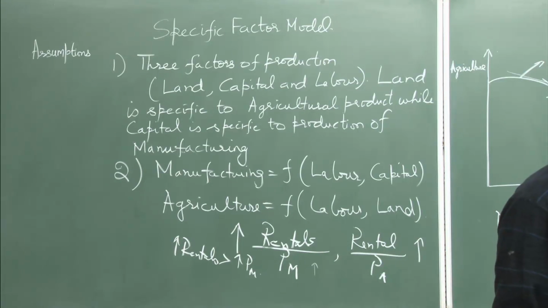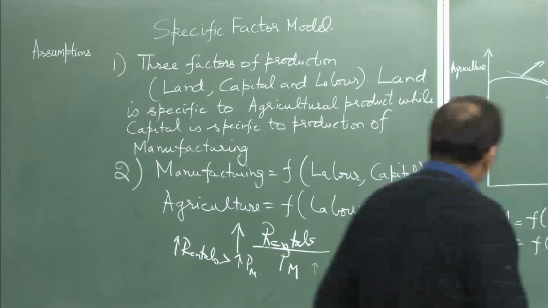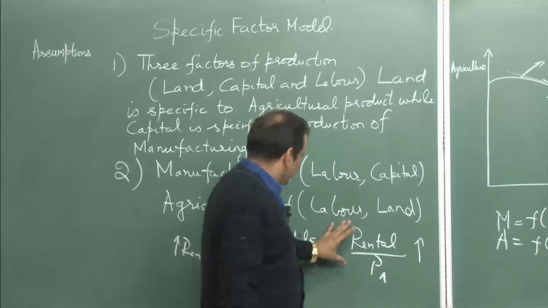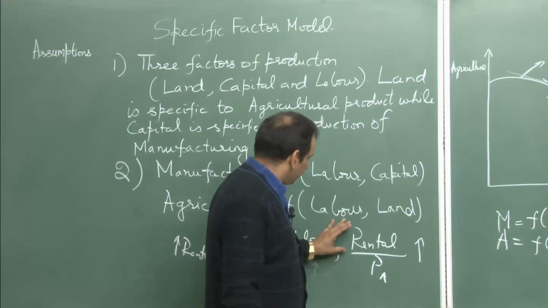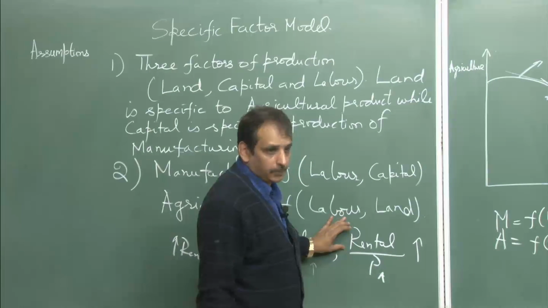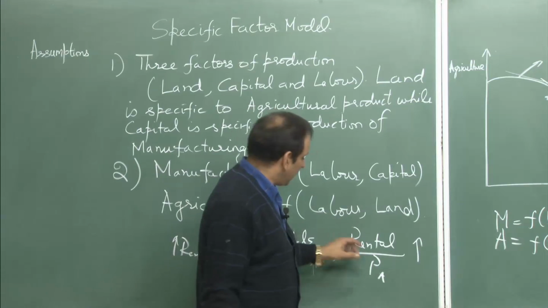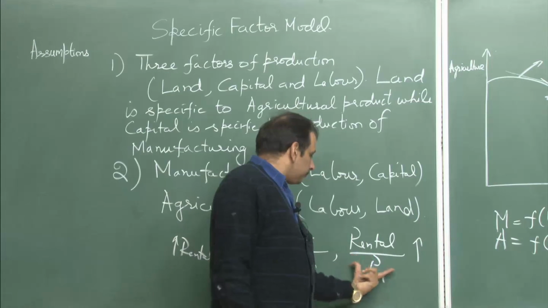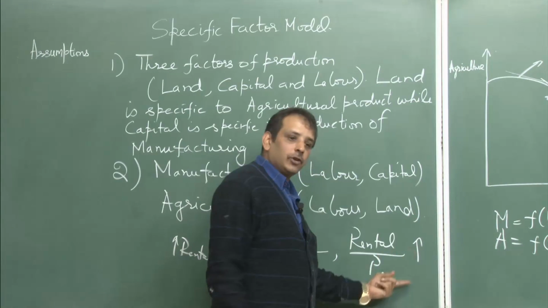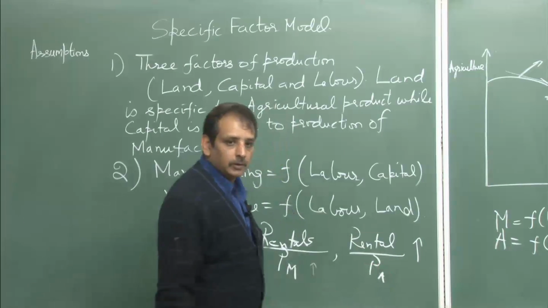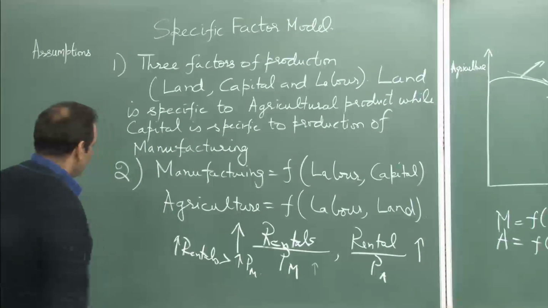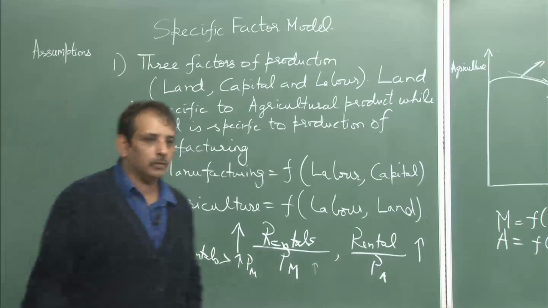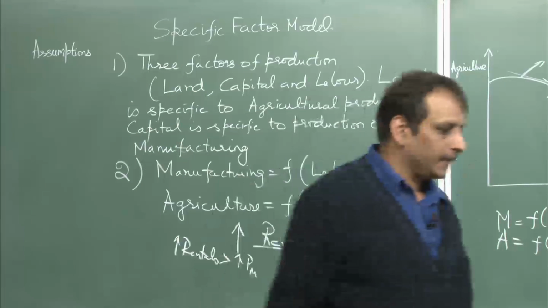Rentals are going up in the manufacturing sector, and there is no change in the price of the agricultural good. So this ratio also goes up. So why are rentals going up?